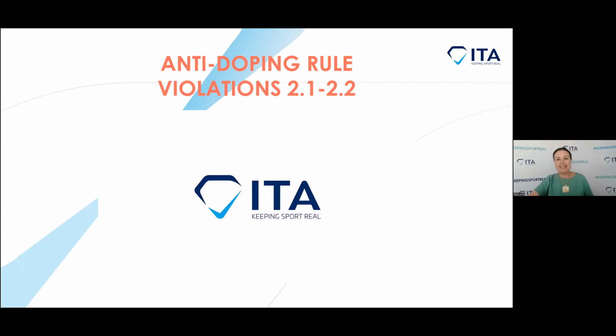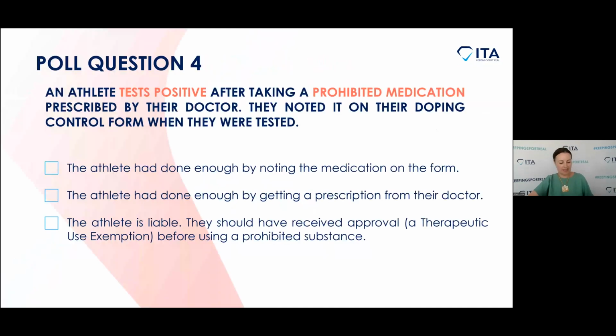Okay, so let's see how what Dominique has discussed with us applies to a practical example by doing another poll question. And this time the question is quite long. An athlete tests positive after being prescribed a medication containing a prohibited substance by their doctor. They noted it on their doping control form when they were tested. Once again, this is a single choice.